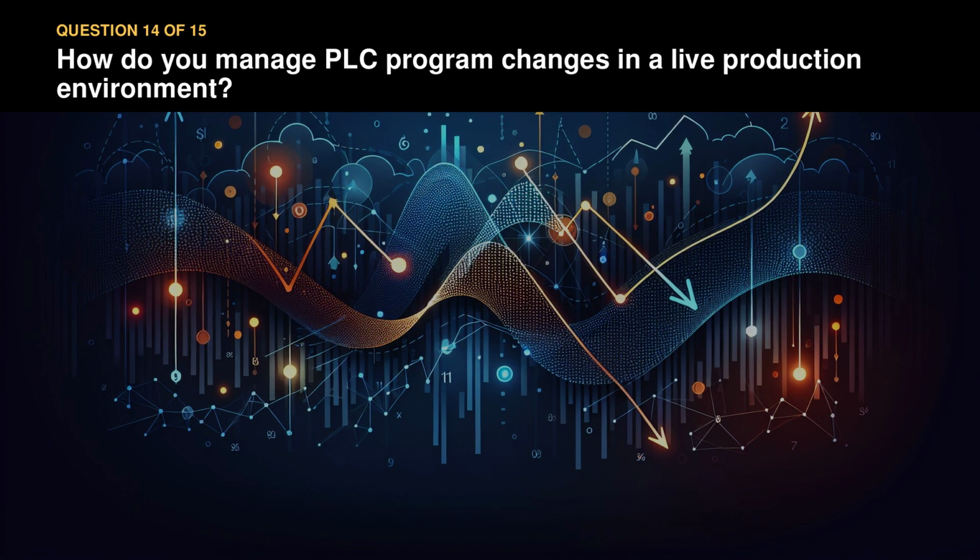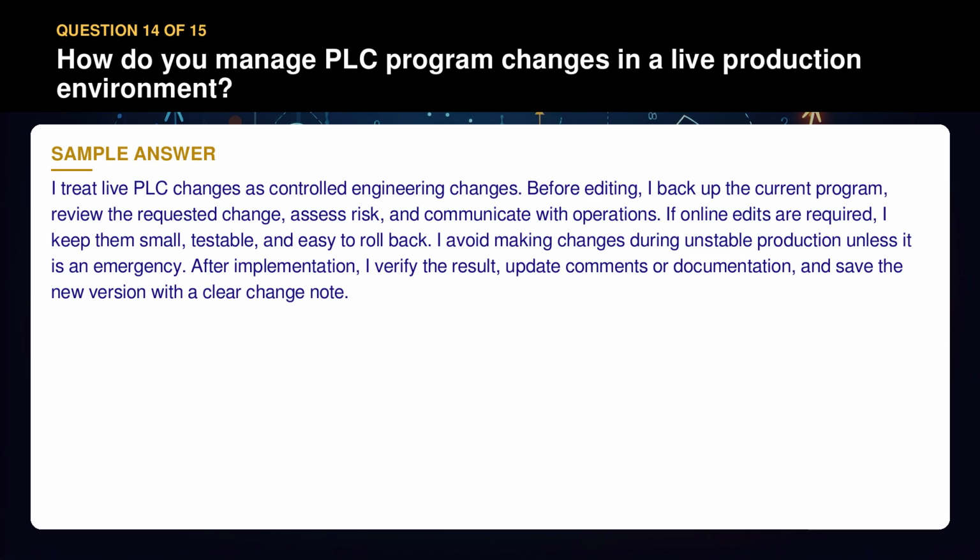Question 14. How do you manage PLC program changes in a live production environment? I treat live PLC changes as controlled engineering changes. Before editing, I back up the current program, review the requested change, assess risk, and communicate with operations. If online edits are required, I keep them small, testable, and easy to roll back. I avoid making changes during unstable production unless it is an emergency. After implementation, I verify the result, update comments or documentation, and save the new version with a clear change note.